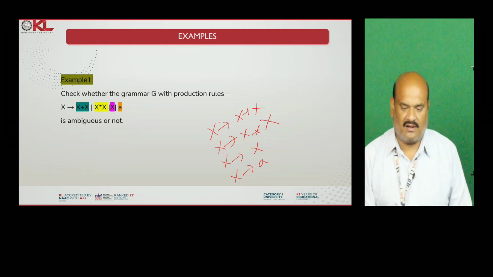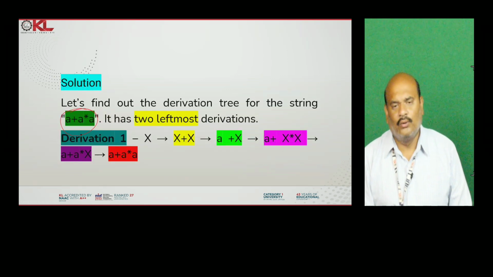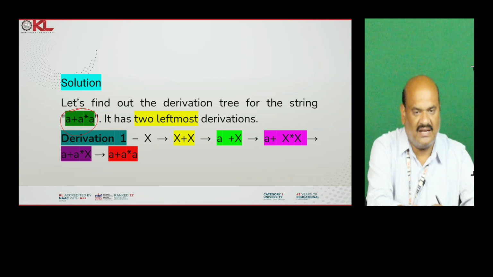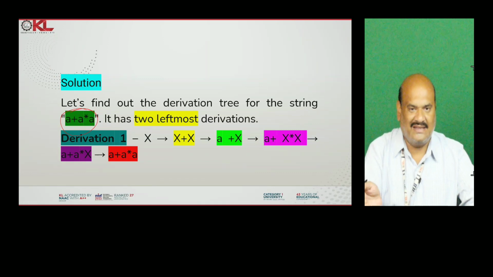Is it possible or not? Suppose it is possible, you can say that this is a context free language. Suppose you are able to generate this particular string by using this particular grammar in two ways, which is nothing but ambiguity.